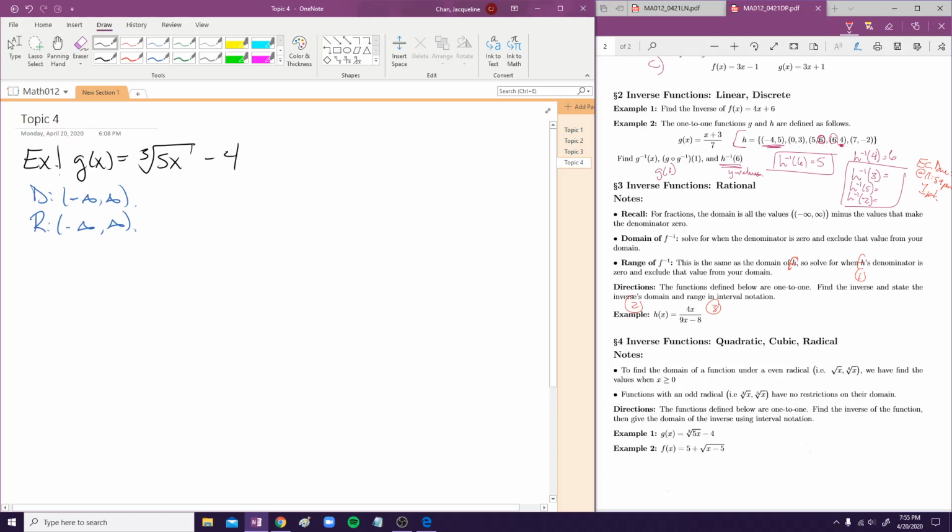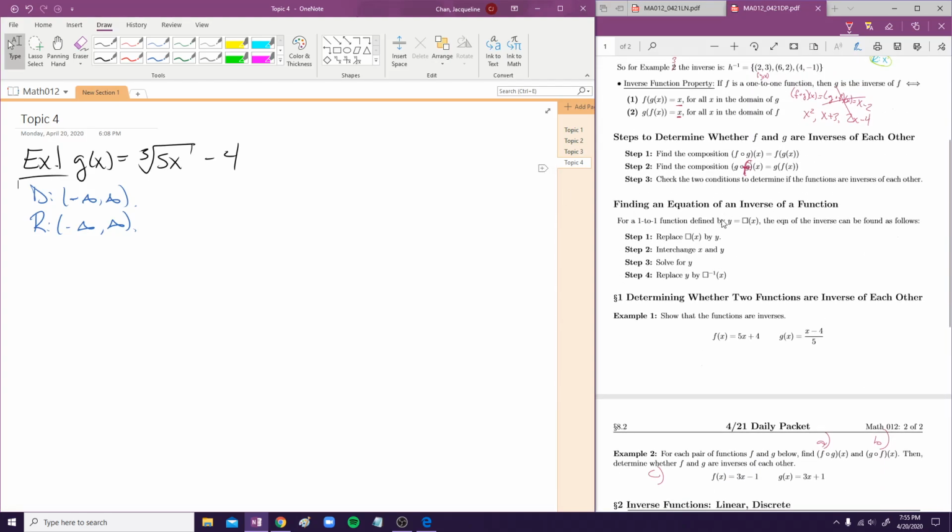So, and this is 1. So it's the same thing for radicals, linears, rationals. Doesn't matter. We're still going to use the same process to find the equation of an inverse function. So we have g of x. We want to find g inverse of x.